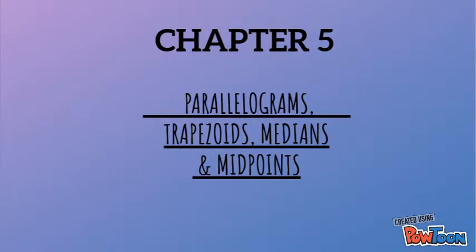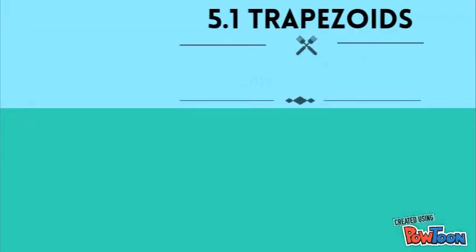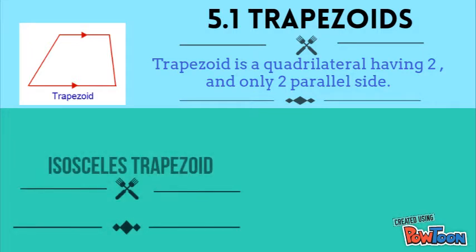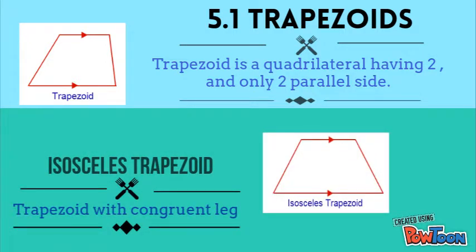Chapter 5. We will learn about parallelograms, trapezoids, medians and midpoints. Trapezoids. A trapezoid is a quadrilateral having two, and only two, parallel sides. An isosceles trapezoid is a trapezoid with congruent legs.